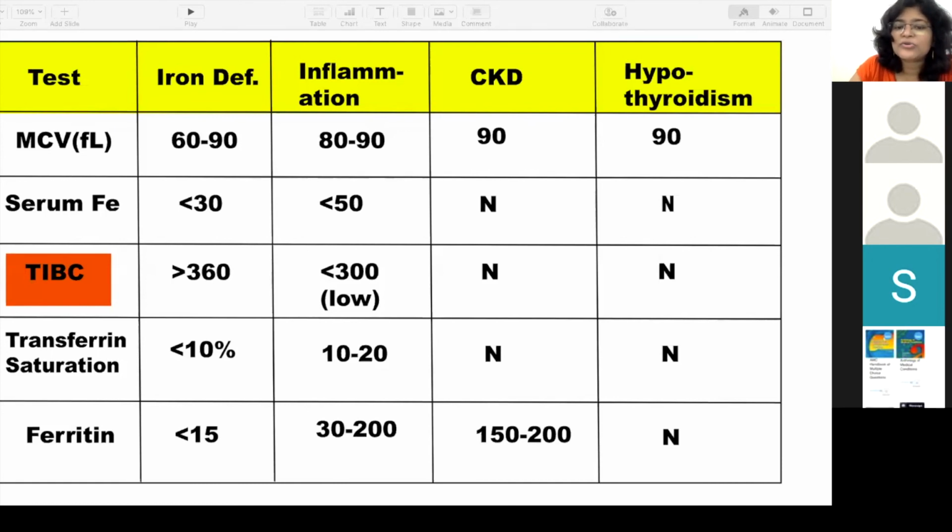Bone marrow iron stores are the gold standard test for diagnosing iron deficiency, but we don't do it all the time. It's only when there is a confusion. In CKD, ferritin levels are usually normal, but they can drop to low levels and the patient would need IV iron therapy. Otherwise, serum iron, TIBC, and transferrin saturation would be normal in both hypothyroidism and in CKD.